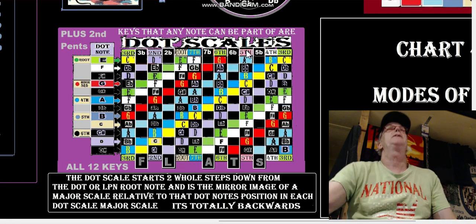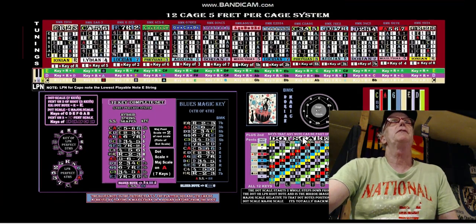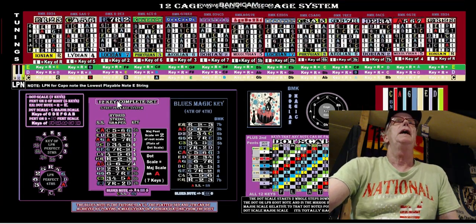Hey, that's about it for today's chart. We're going to be working with this stuff in the future and seeing how, where we can get with all this.